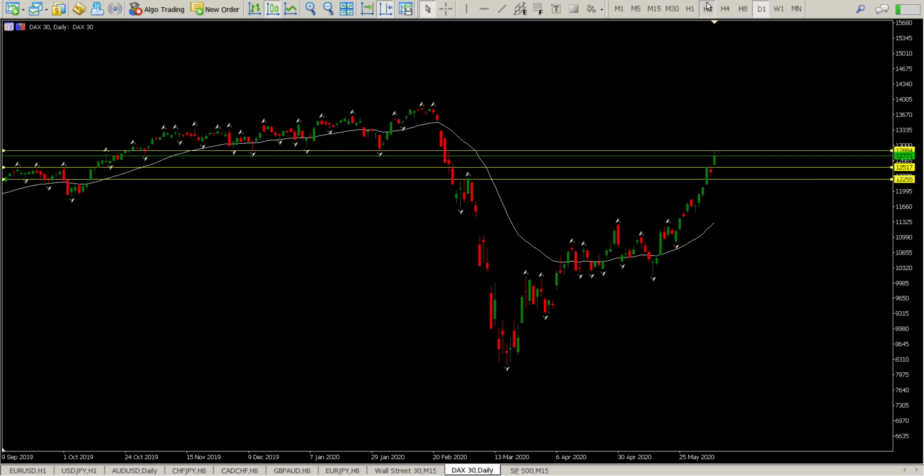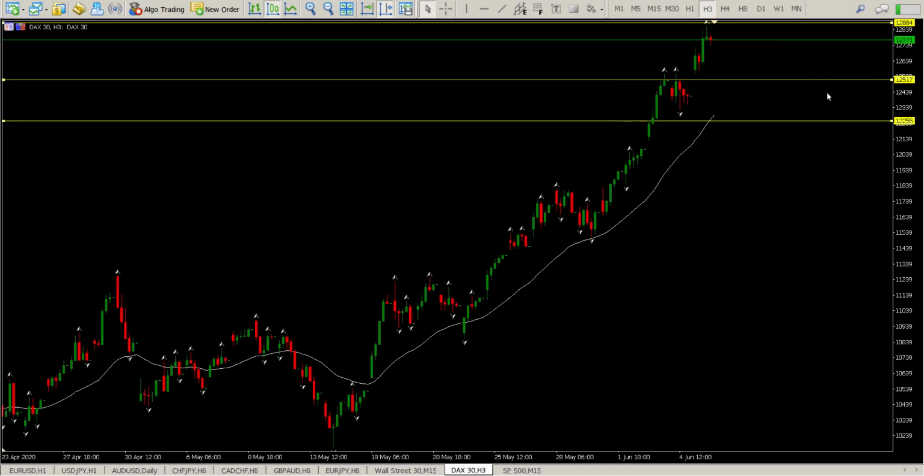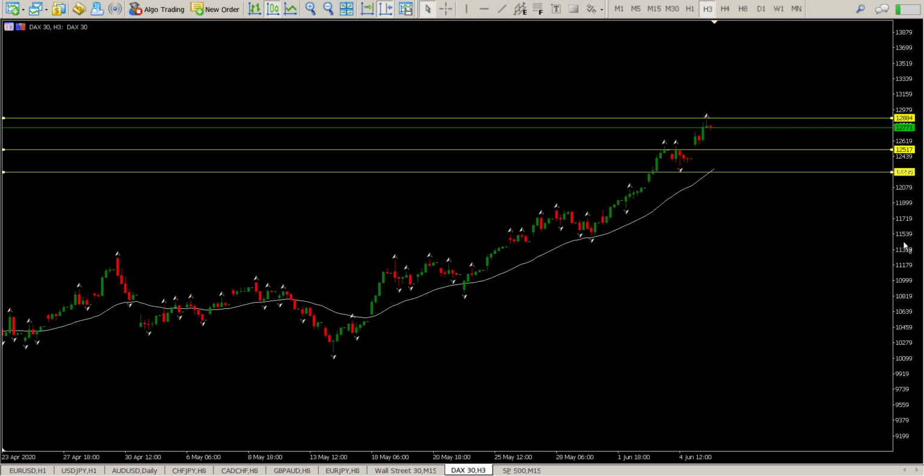I'll give you the exact levels on the lower time frames. We don't need to pay attention to all of them. There's just a few of them we need to pay attention to. So first things first, the DAX is trending up. There is no doubt about that.